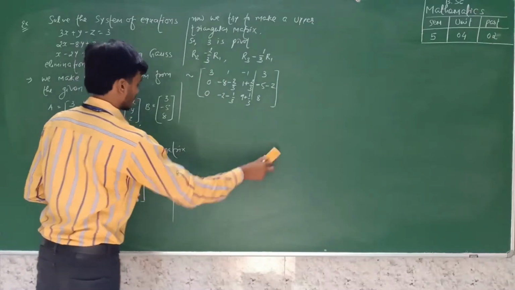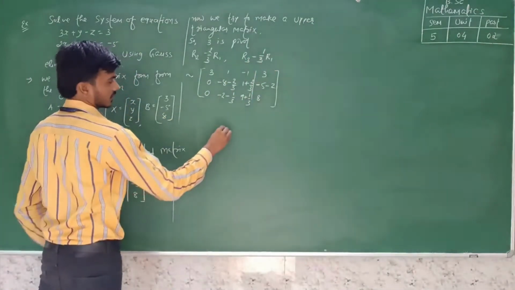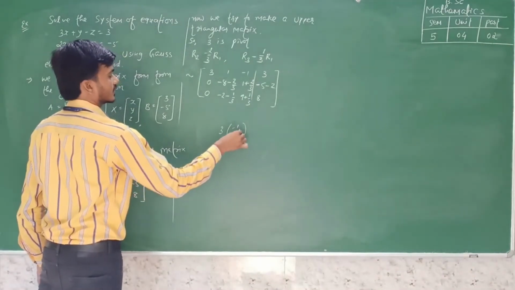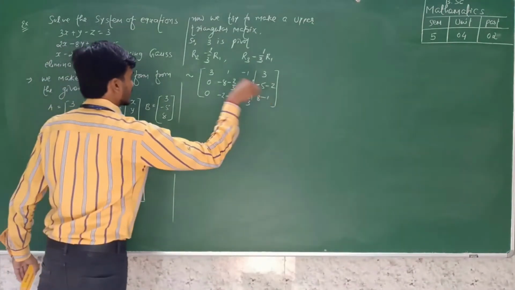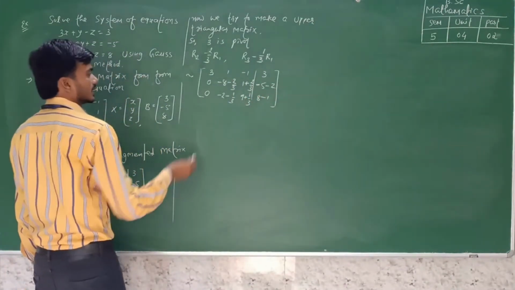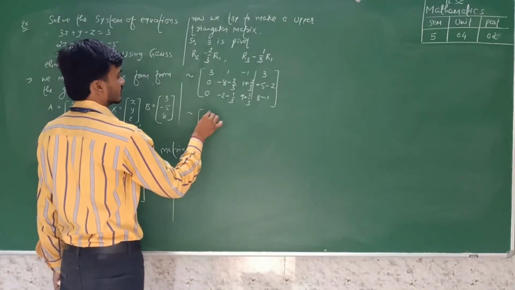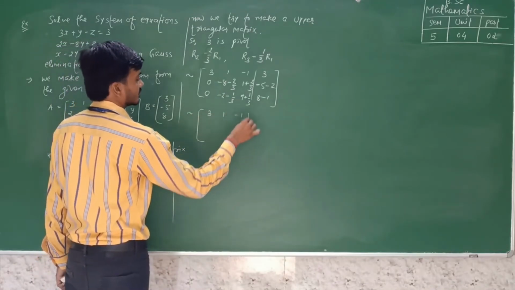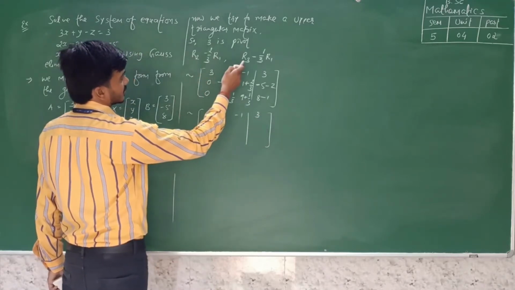that means the first row 3 into minus 1 by 3, 3 into minus 1 by 3. 3, 3 cancel, minus 1 will be added into the third row. Minus 1 will be added into the third row. So these types of values are there. So first row 3, 1, minus 1, no changes in the first row. Second row will be changed and third row will be changed.